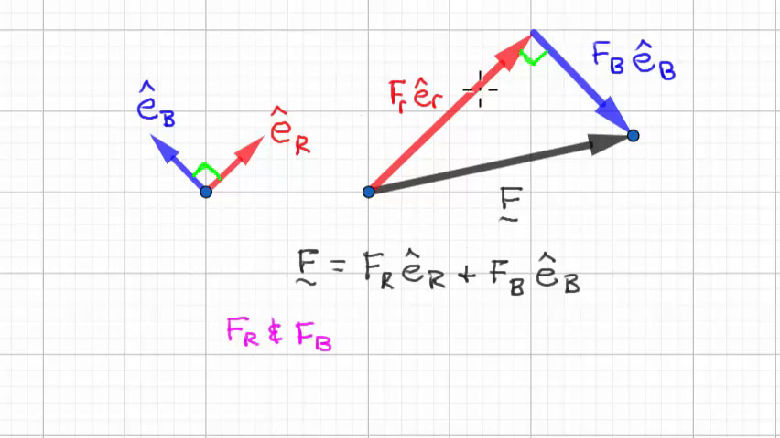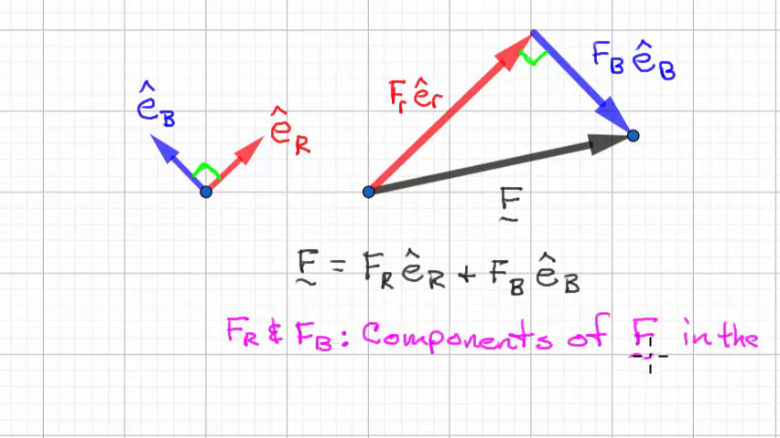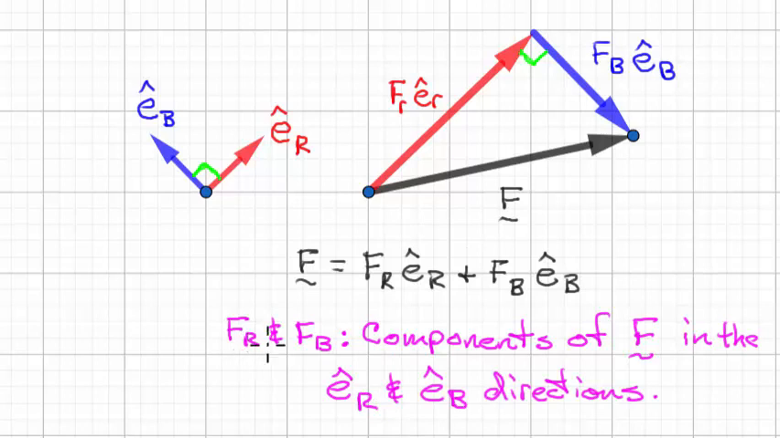Now let me make another connection to what we saw previously with horizontal and vertical decomposition. I take these scalars, FR and FB, those things are my components. They are the components of my original vector F in the E hat R and E hat B directions respectively. Right? FR and FB, again, they're just scalars. FR is the component in the E hat R direction. FR is just this length right there. I shouldn't say length, this amount of the vector in the E hat R direction. FB is the amount of the vector F in the E hat B direction.